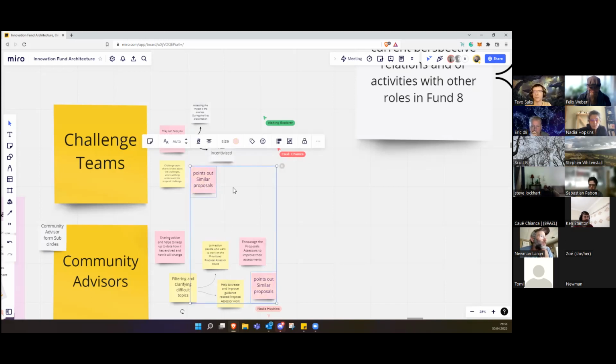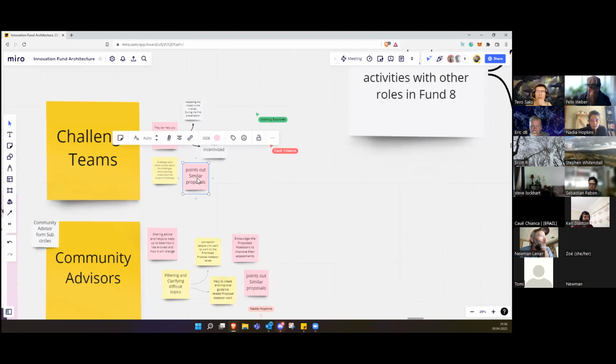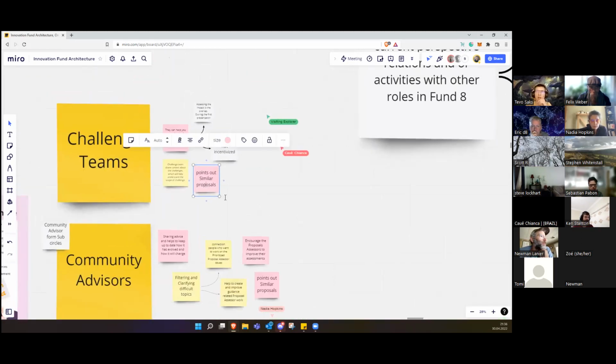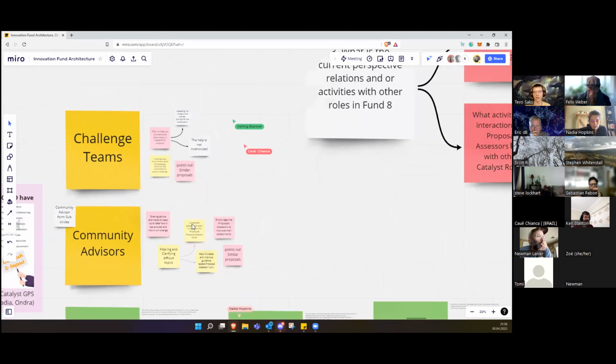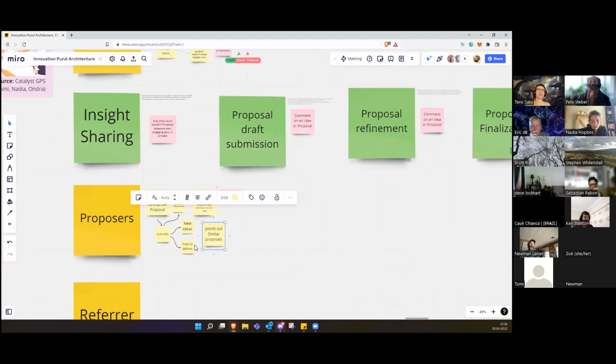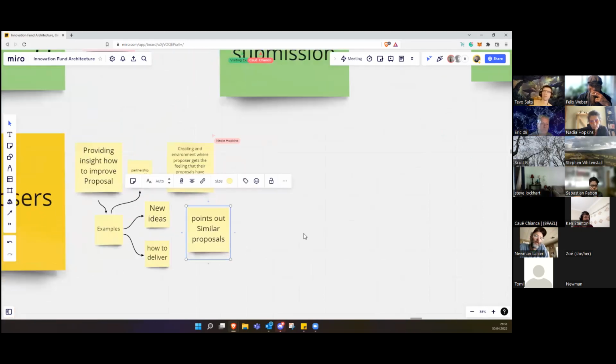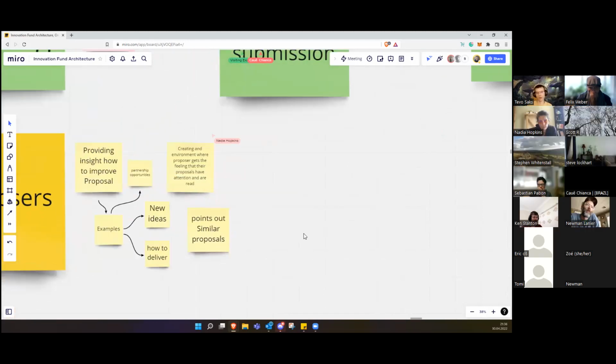That kind of thing. I'm gonna color them pink in community advisor and challenge teams, because I feel like challenge teams have the same power to notice that proposals are similar, and they actually have an even better view of that. But since it's not something they should do, I wrote it as pink. But now I'm just wondering, because community advisors are incentivized to do great assessments, would it be okay to assume they are going to point out similar proposals if they notice, because they are incentivized? It's a better assessment if they do.